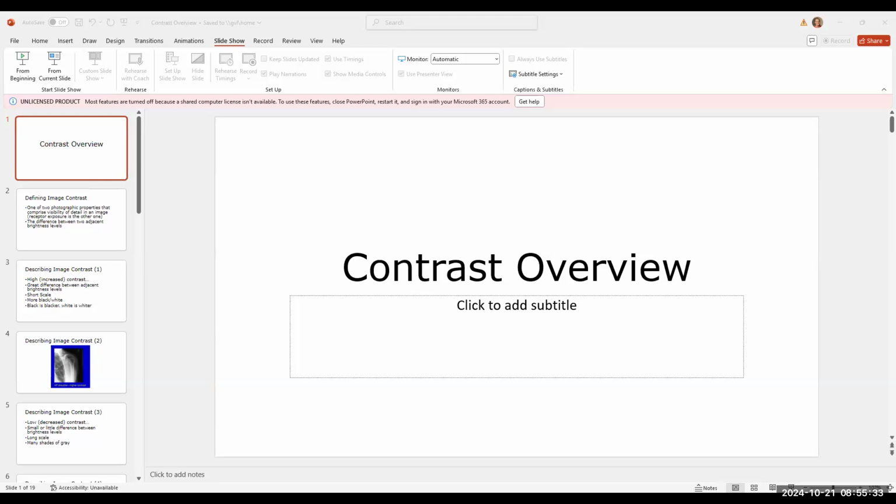The two positive contrast agents are barium and iodinated contrast. The negative contrast agent would be air. So you see air used on double contrast GIs or double contrast enemas, or even double contrast joints. So arthrograms, you may see that air injected sometimes.